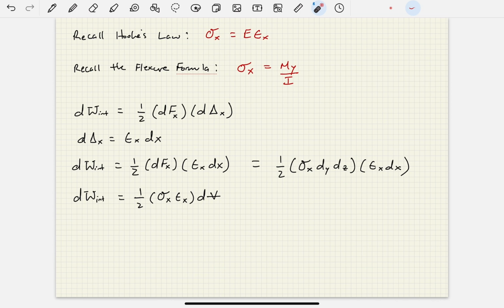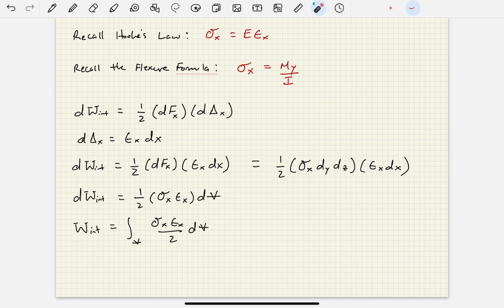Now what I can do is piece all of this together and then take the integral, because this is still a differential equation, right? We've already separated it as a separable differential equation. So I can say W int equals the integral over that volume of sigma x epsilon x over 2 dV. I just took the integral of both sides of this separable differential equation, okay?